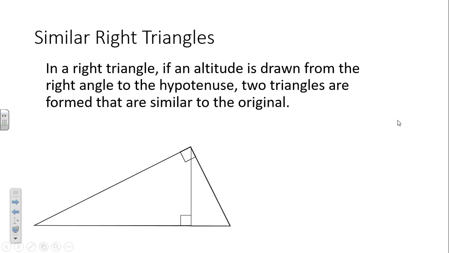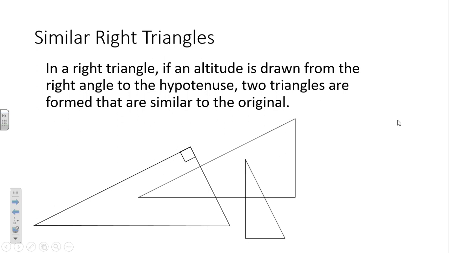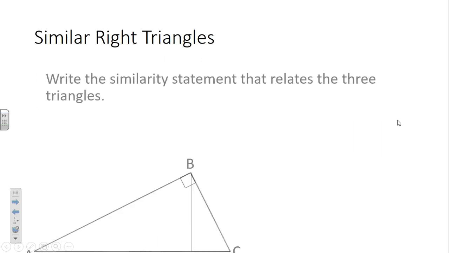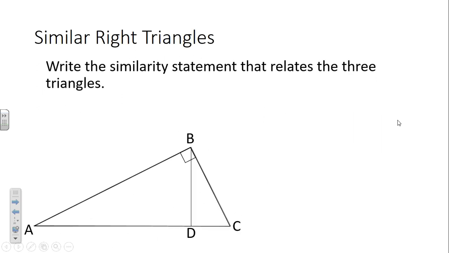In a right triangle, if an altitude is drawn from the right angle to the hypotenuse, we have 2 triangles that are going to be similar to the original. All 3 triangles are similar. Nothing to write here. Everybody see where we're at in that 3rd box? You don't have to draw them because I actually drew them on the top of your triangle paper. So we want to be able to write a similarity statement for all 3 of these triangles.